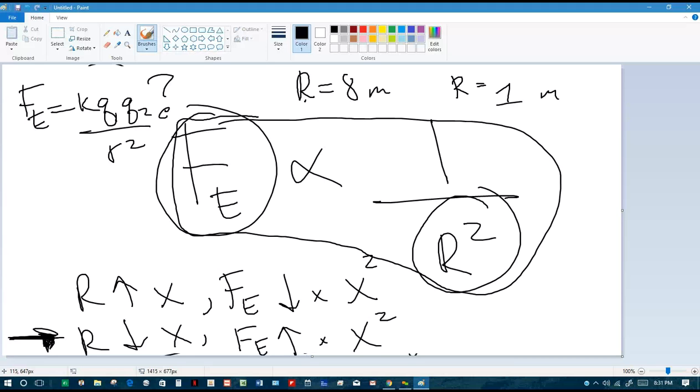Yep. 2.68 or 2.69, or technically, I suppose this would be 2.69 newtons. Yep, 2.7 newtons.